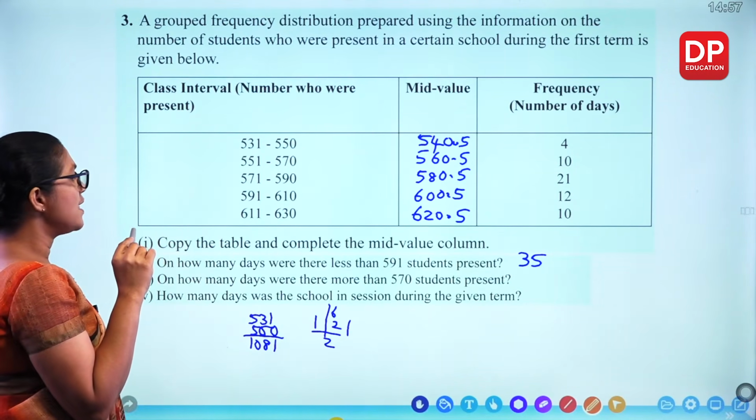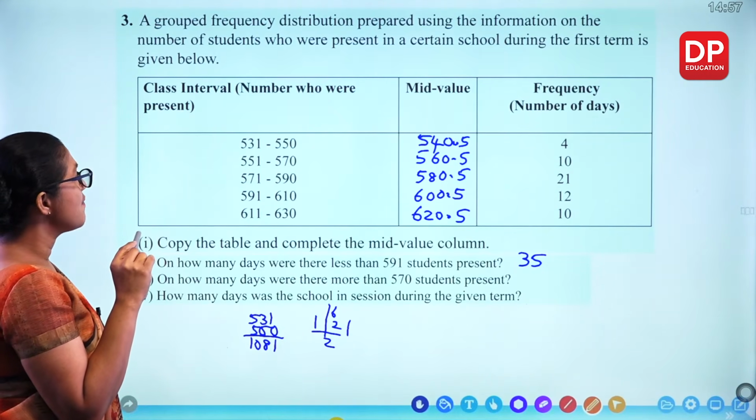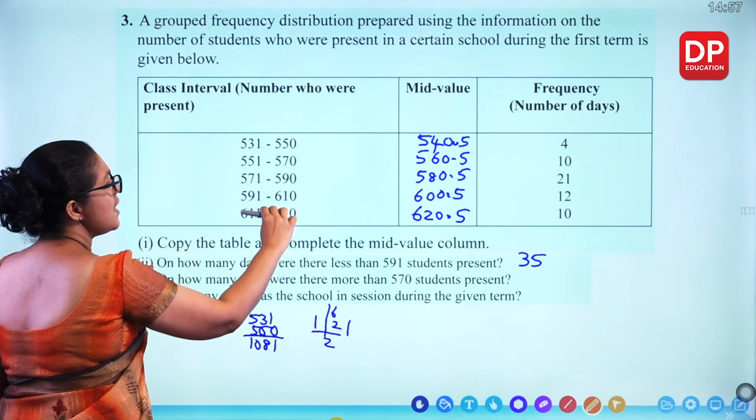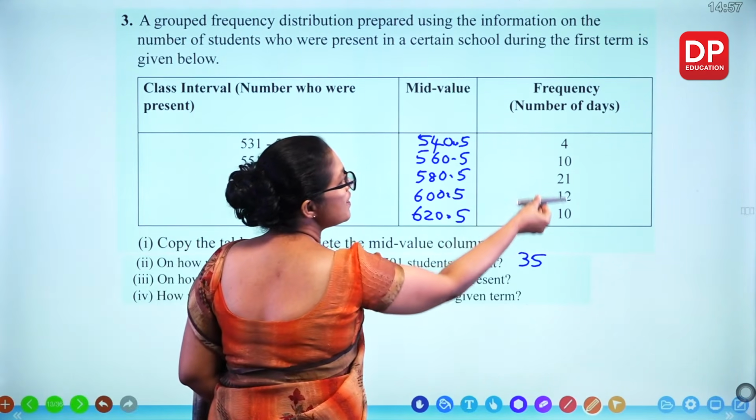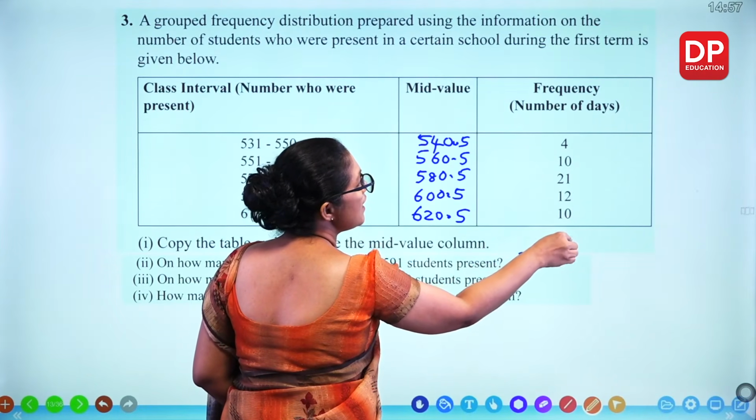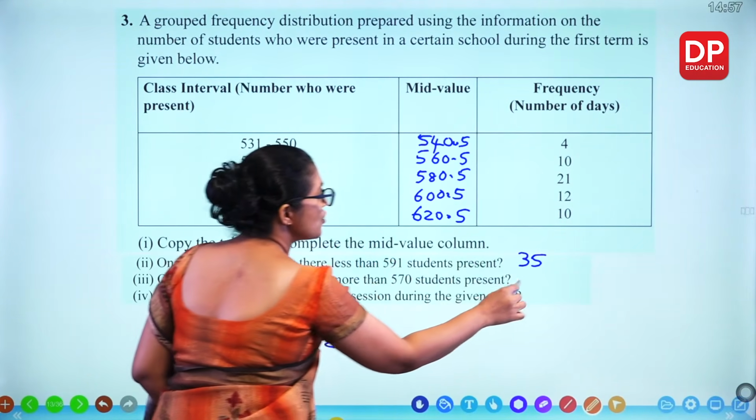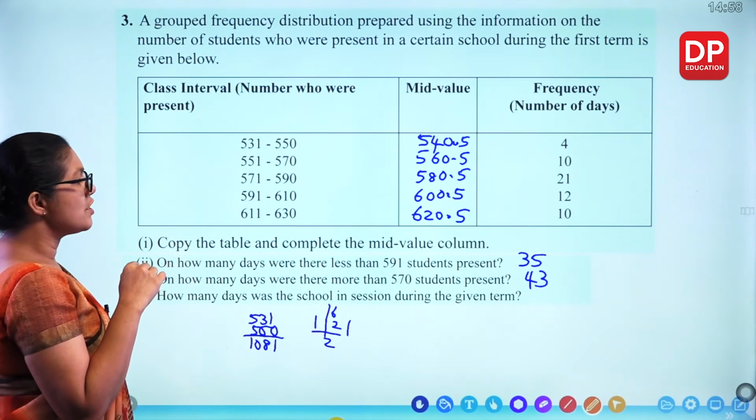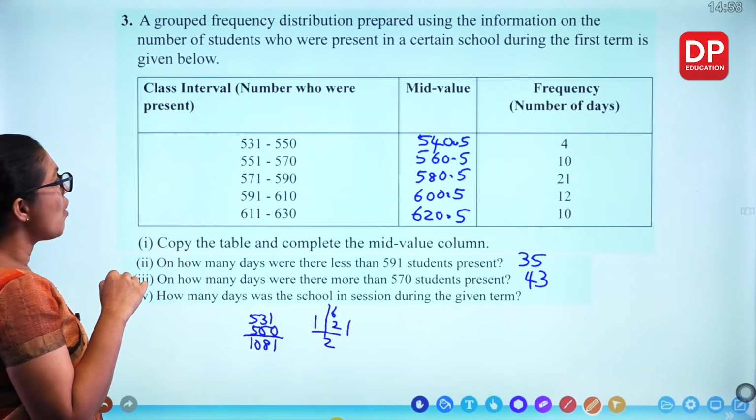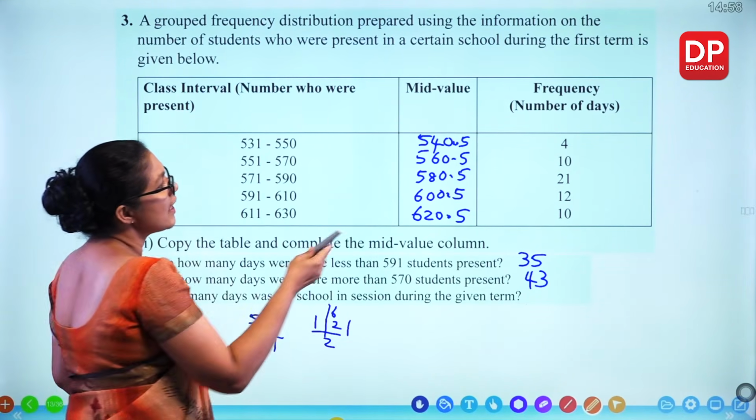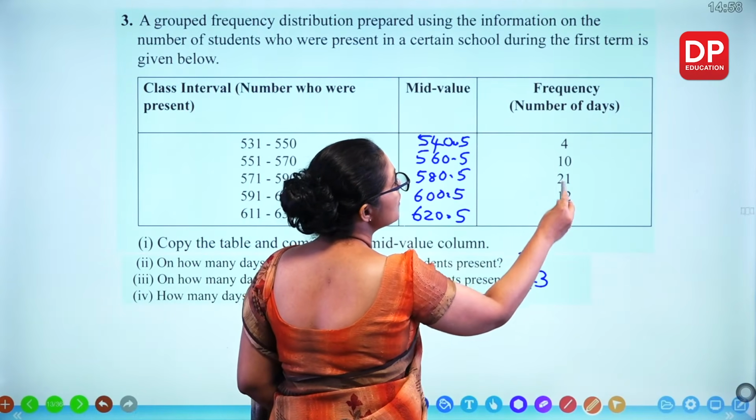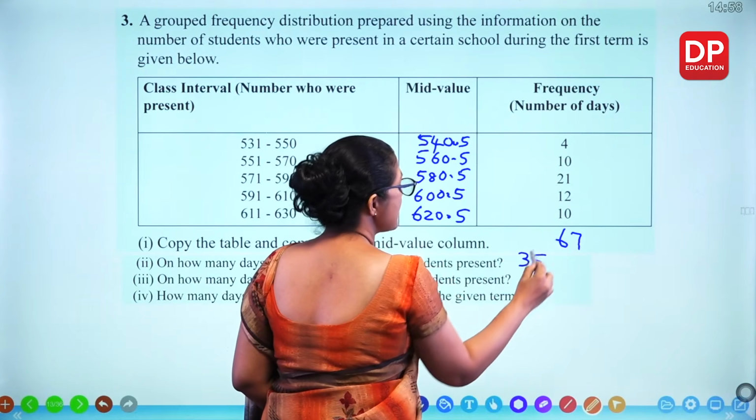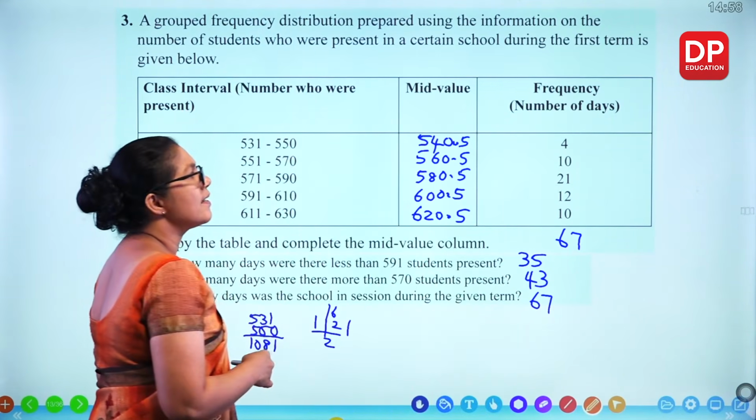On how many days were there more than 570 students? More than 570 means these three rows. We have to add these three. You get 43. Altogether 43. How many days was the school in session during the given term? Altogether, how many days? You can add the total. So when you add the total, 67 days are there.